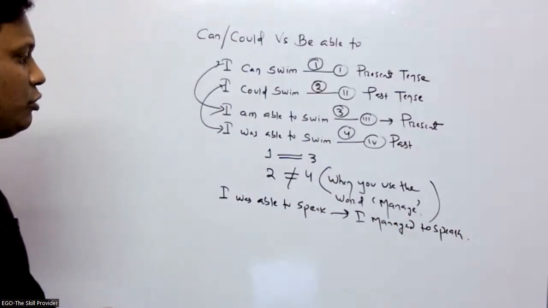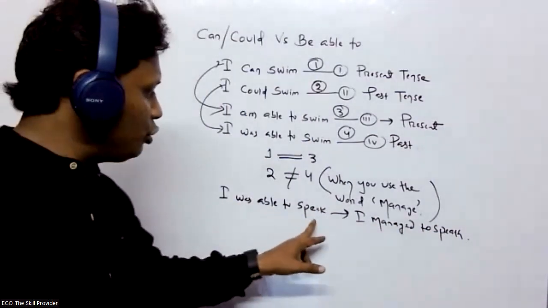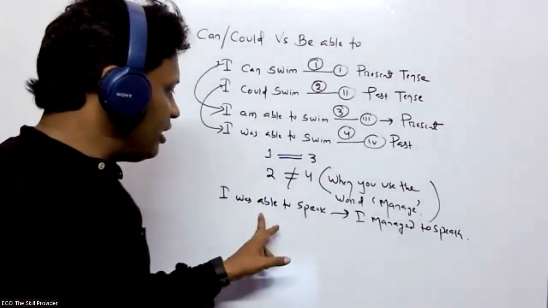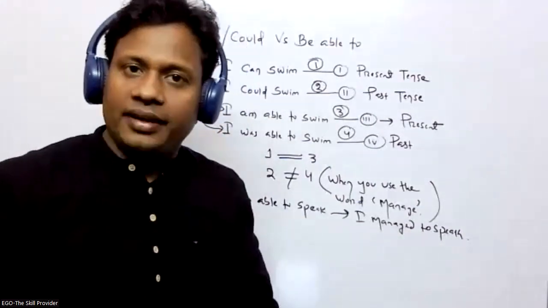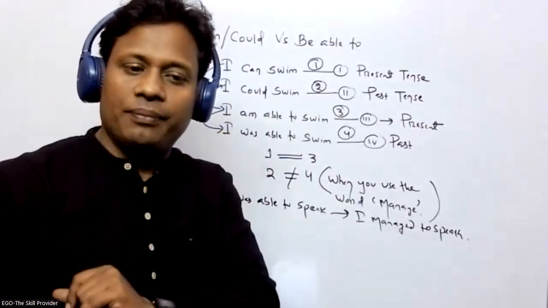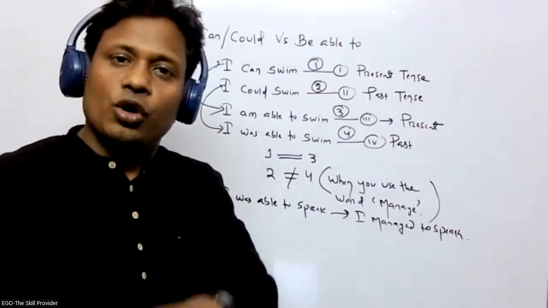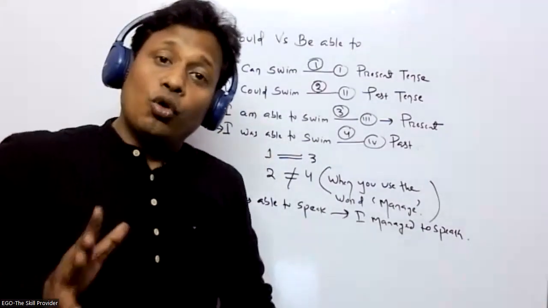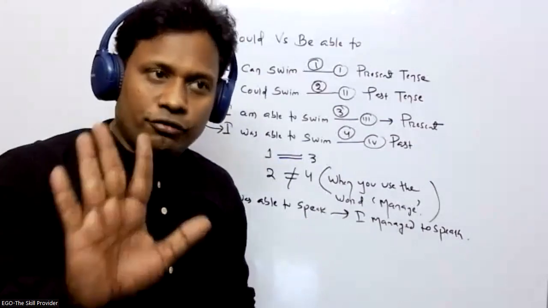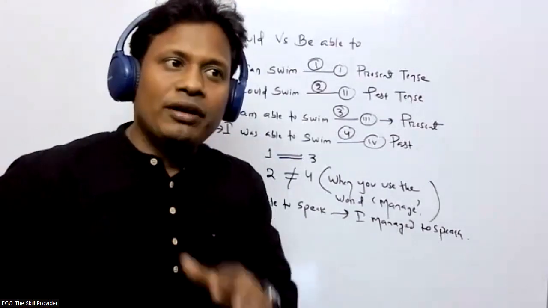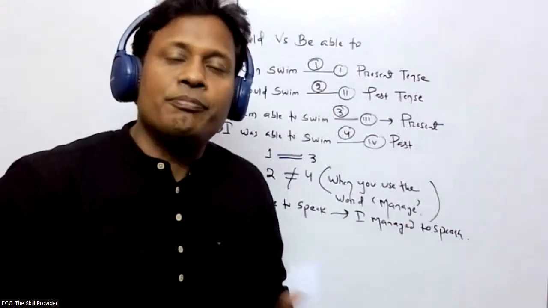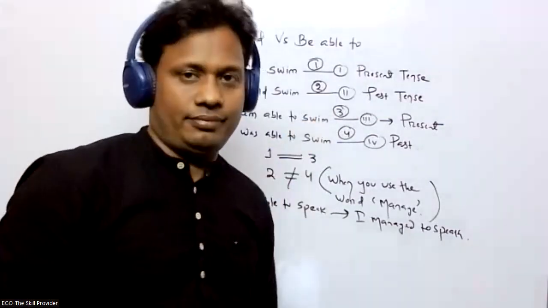Got it? So what is more important? I was able to speak. It doesn't mean that I could speak. No, you don't have that ability. You don't have that ability. What is more important? You somehow managed. For example, you are not a profound, or you are not an expert, or you are not a proficient mountaineer.